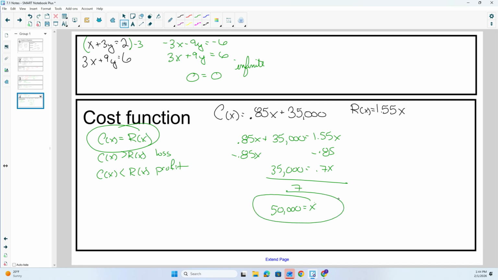Now, the idea is my follow-up might be how much revenue is that, or how much cost is that? So what are we looking at? And in this case, you would just put 50,000 into either of these equations. That would tell us how much money they made or how much money they got from selling, stuff like that.